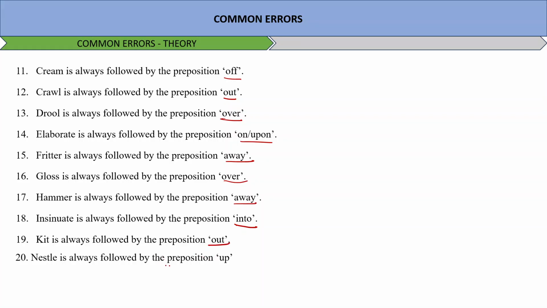Nestle is always followed by preposition up. Cream off, crawl out, drool over, elaborate on or upon, fritter away, gloss over, hammer away, insinuate into, kit out, nestle up. Just read them once on your own.